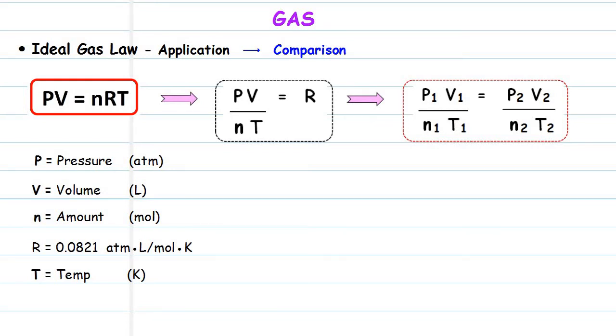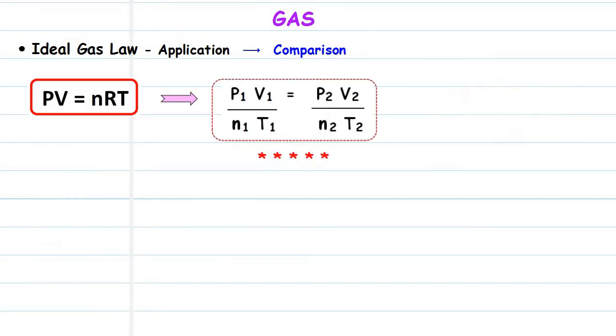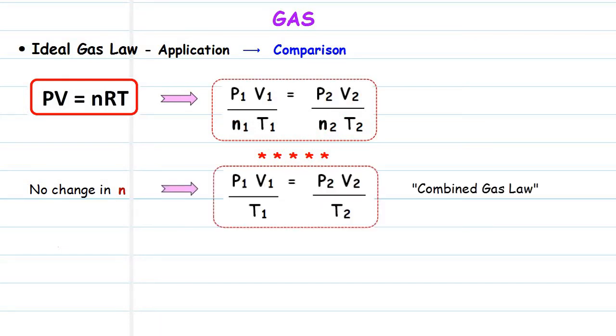So let's take a look at this formula in a little more detail. From this formula, we can see that we have at least 4 variables, P, V, n, and T, to play with. So first, let's try fixing n. Let's make the amount of gas, or n, stay the same throughout. When there's no change in n, we can cross it out. And we will get P1V1 over T1 equal to P2V2 over T2. And we call that the combined gas law.